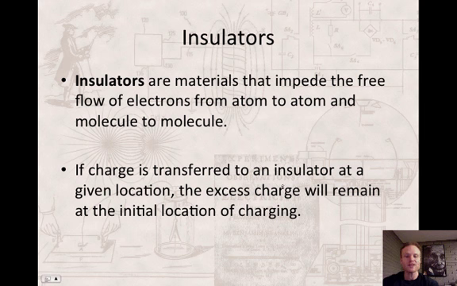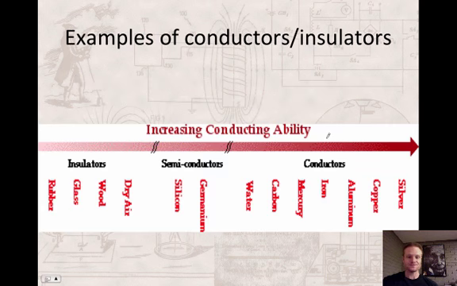So if a charge is transferred to an insulator at a given location, the excess charge will remain at that initial location of charging. That sounds kind of confusing, but let's say I have a balloon, which is kind of like a rubber. If I charge up a balloon and I put a bunch of negative electrons right here on the balloon, they will not move. They will not go over onto this side, basically because rubber is an insulator and it doesn't allow for those charges to disperse or move.